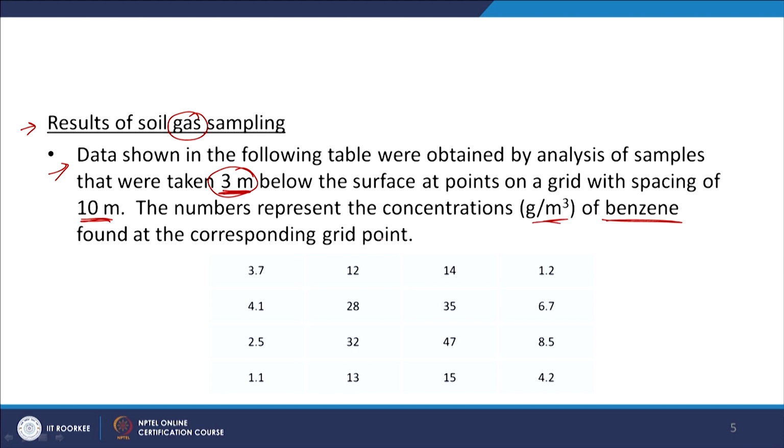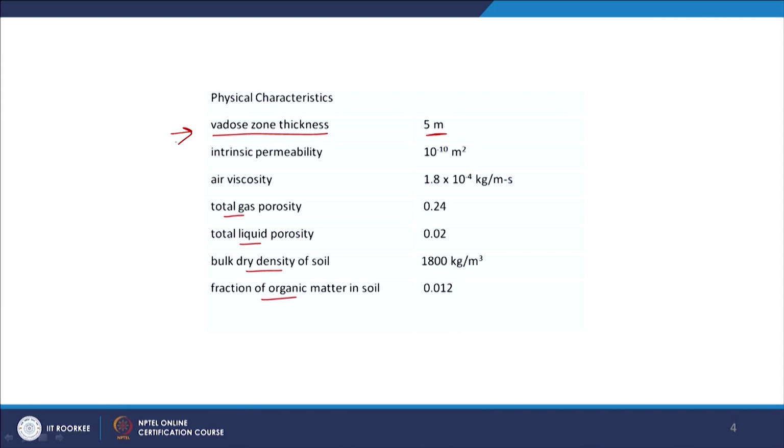So, one aspect: you have grids, 1, 2, 3, 4, and the spacing between the center to center of the grid is 10 meters. And keep in mind that though they have taken a sample 3 meters below the surface, we have the data that says the vadose zone is 5 meters thick.